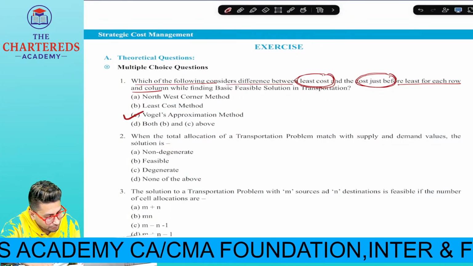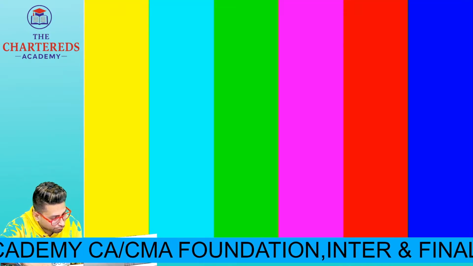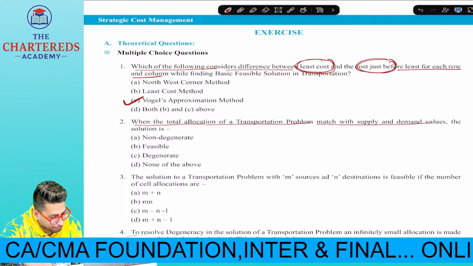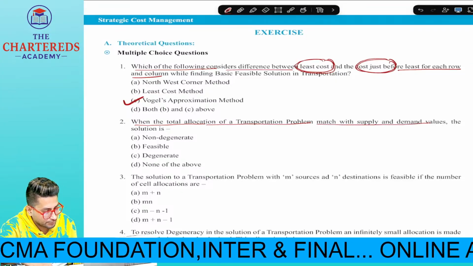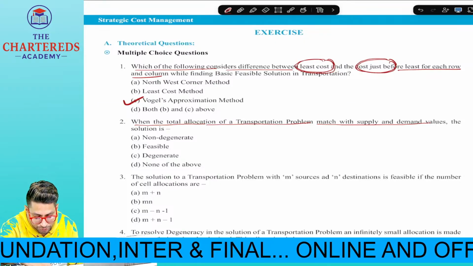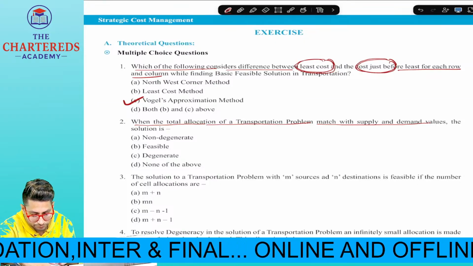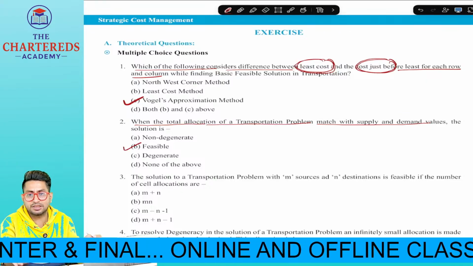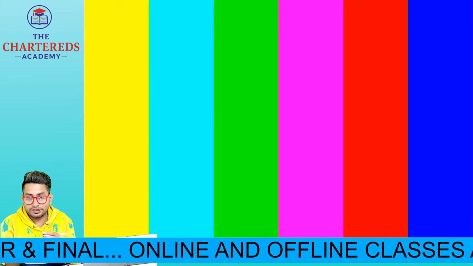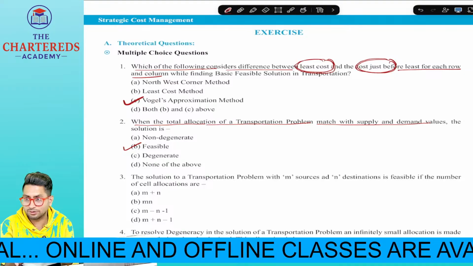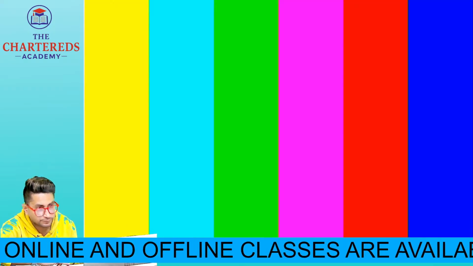Next, when the total allocation of a transportation problem matches with demand and supply values, then it is called what? Demand and supply both are matching, then what type of situation is it? That is called feasible. IBFS, initial basic feasible solution. Without demand and supply matching, can you even start IBFS? No, right? So the answer is feasible.